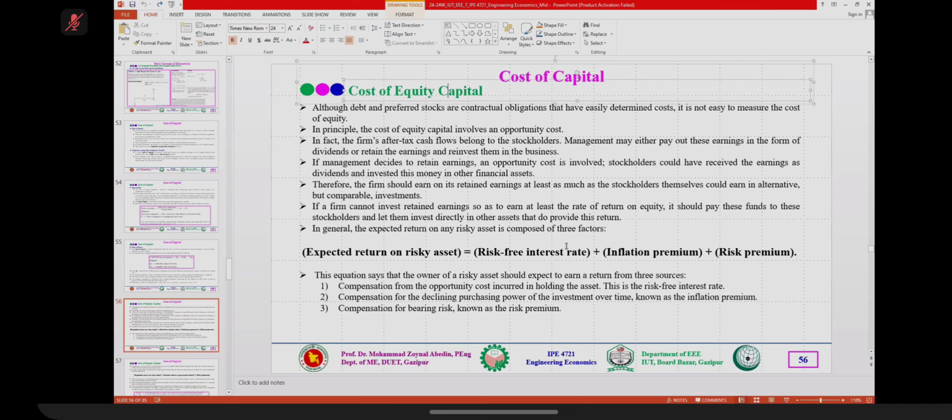Compensation for the declining purchasing power of the investments over time, known as the inflation premium. Number three, risk premium. Compensation for bearing risks, known as the risk premium.